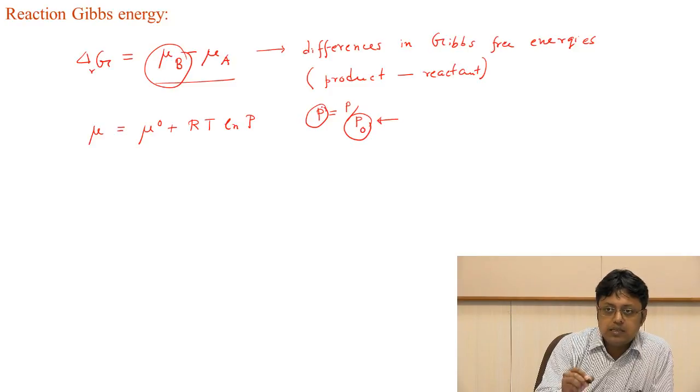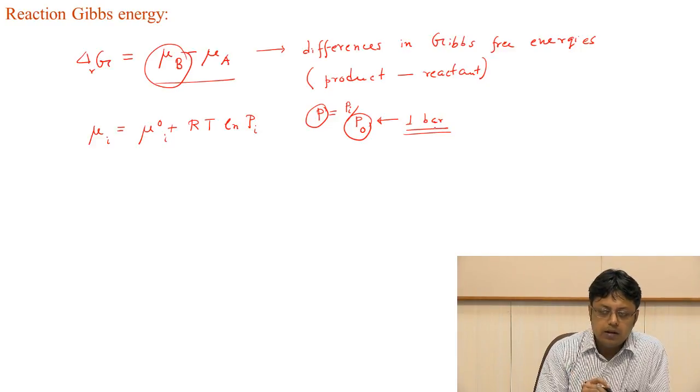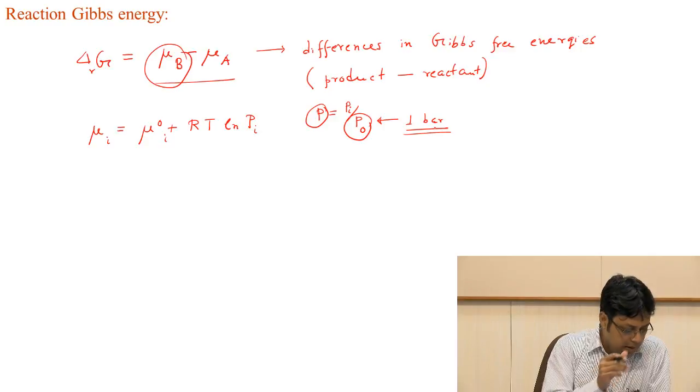But usually we write it as P. Now, for any ith constituent, we can write it as something like this. And instead of Pi, we can write it as Pi by P0. If I don't write it, it inherently means that we have divided it by P0, where P0 is the standard state, which corresponds to 1 bar pressure. In many cases the standard state used to be 1 atmospheric pressure, but we will use the SI convention, where we are using 1 bar pressure.